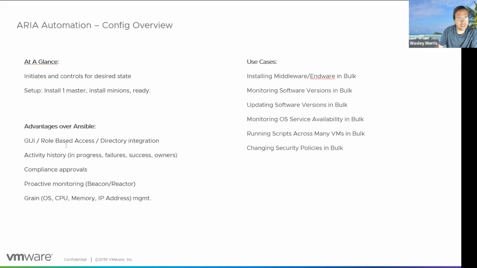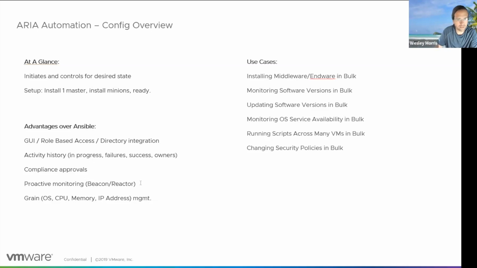But some of the big advantages of using Aria Config over an Ansible command line is you do get role-based access permissioning. You do get the directory integration so that when people log in, they have certain permissions available to them and they can do certain things and they can't do certain other things. You get a very easy to read interface with activity history. You can see what's in progress, what failed, gating, compliance approvals.